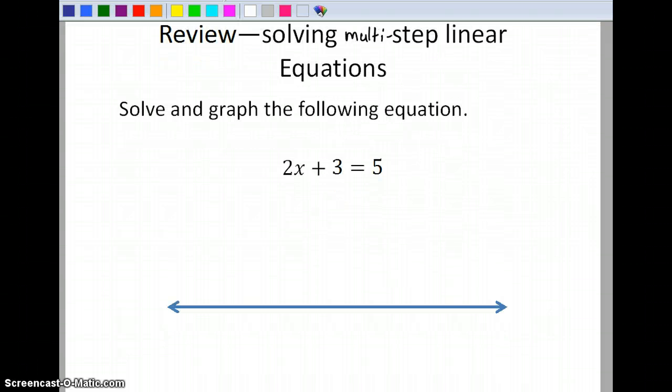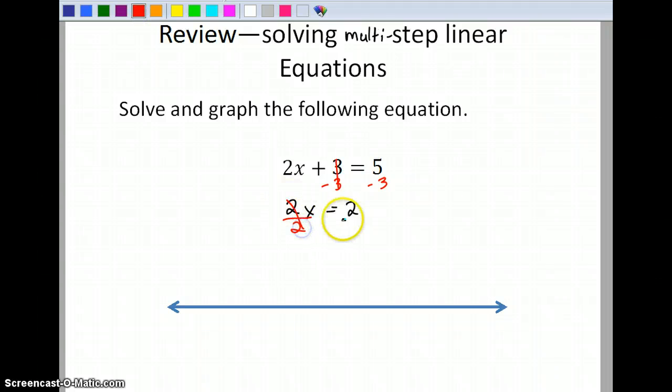So we're going to start off with a little review. We're going to solve a multi-step linear equation. Now when we solve the equation, remember our goal is always just to isolate the variable. So in this one we're going to subtract 3 from both sides. So now we have 2x is equal to 5 minus 3. It's going to give me 2.